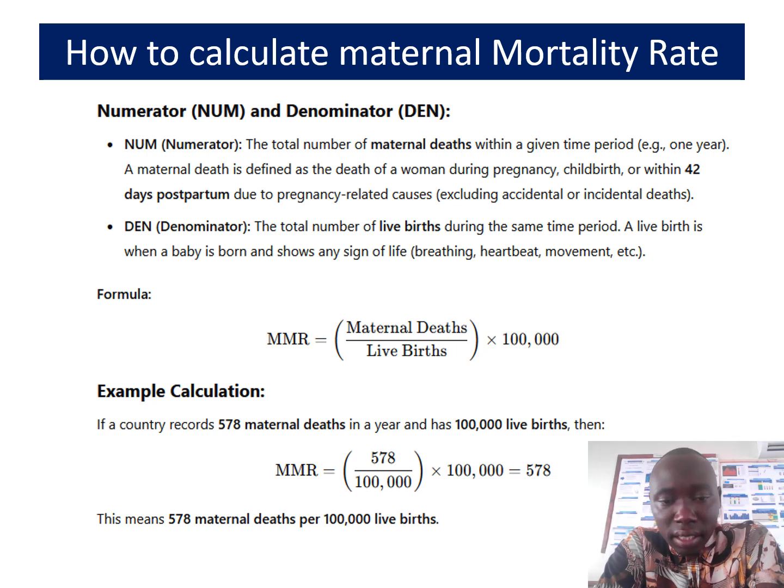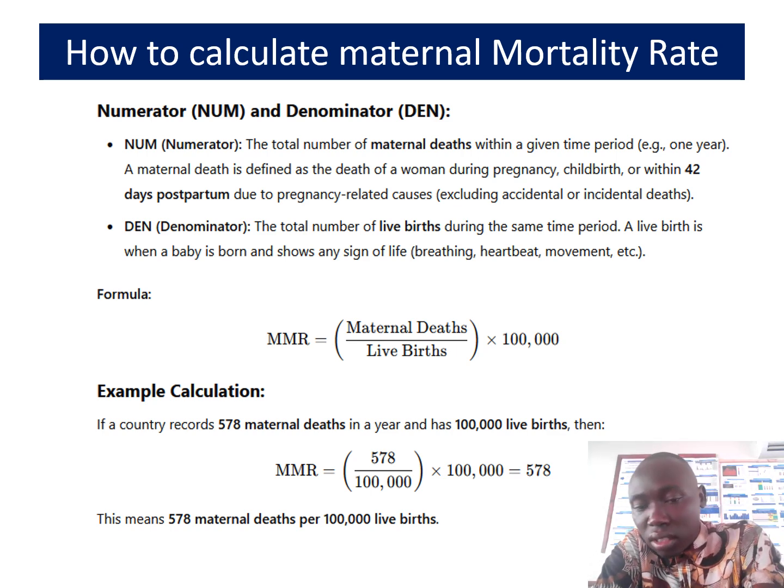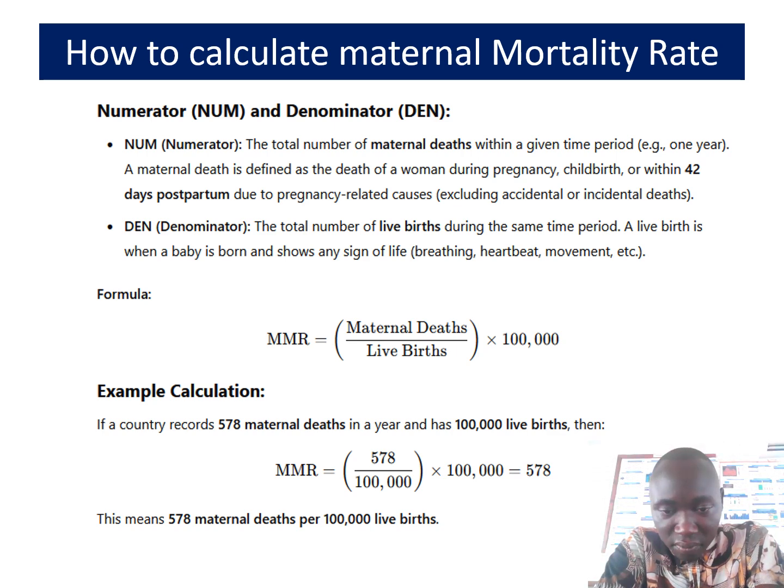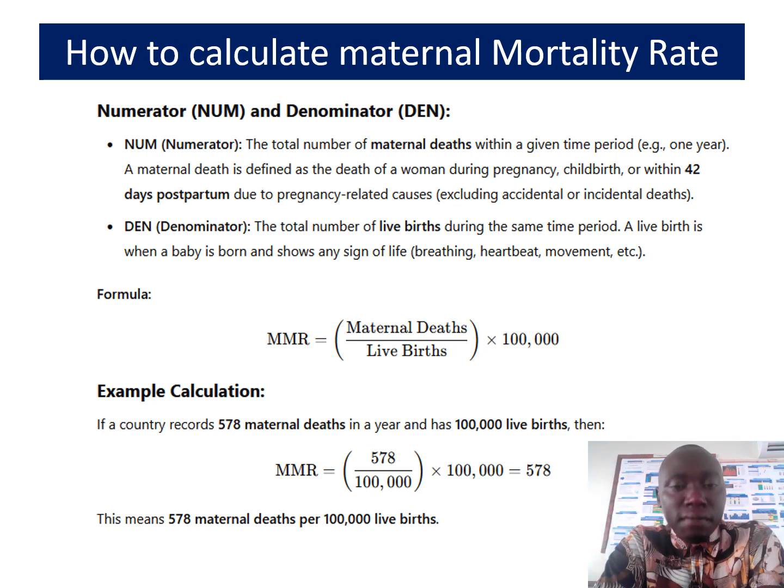Its formula is here. This is the maternal mortality ratio. We look at maternal deaths over live births times 100,000. For example, if a country records 578 maternal deaths in a year and has 100,000 live births, this is how it is calculated, and this is how it is projected out as 578 maternal deaths per 100,000 live births. That's how you should read it.